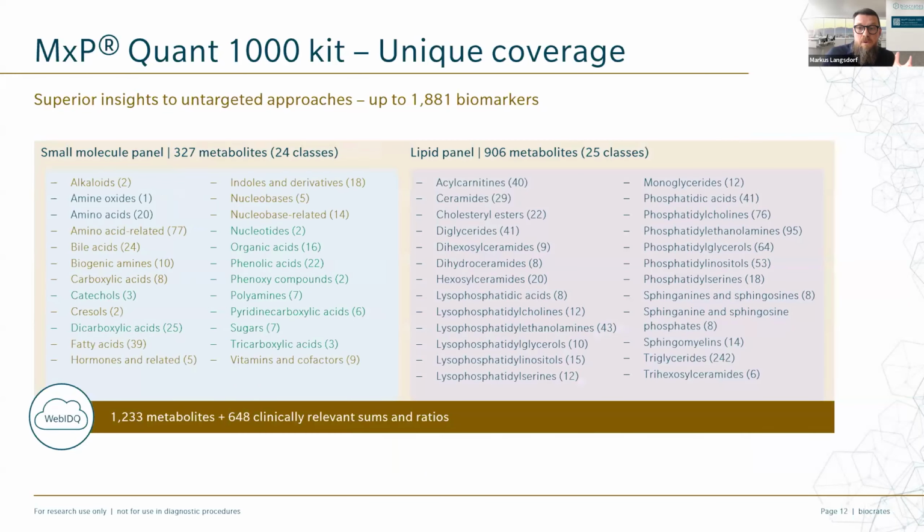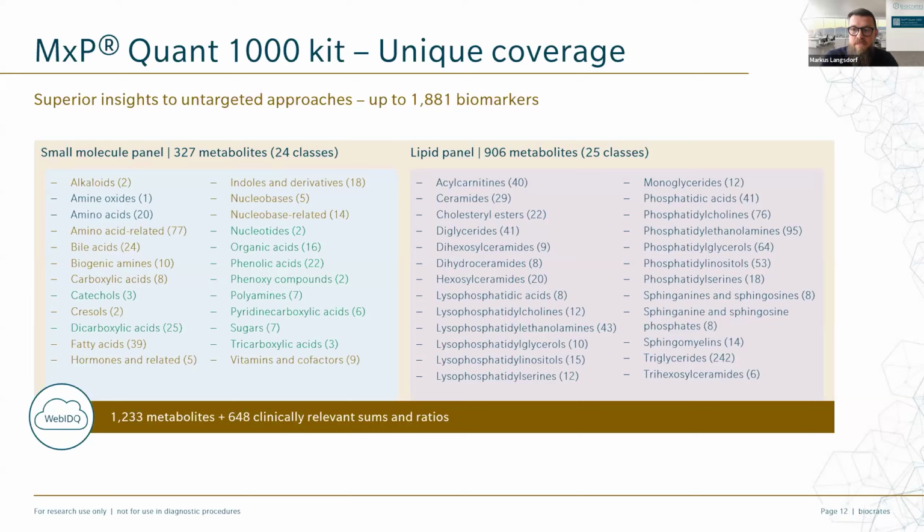So let's take a look at the metabolite classes and numbers. Here on the left, you find the small molecules. On the right, the lipid panel. Compared to our previous MxP Quant 500 and Quant 500 XL kits, we have dramatically expanded the small molecule panel from about 100 across 14 classes to now 327 metabolites across 24 classes in Quant 1000. The classes highlighted in yellow were expanded with more metabolites compared to Quant 500. The green ones are new biochemical classes. So let me pick a few.